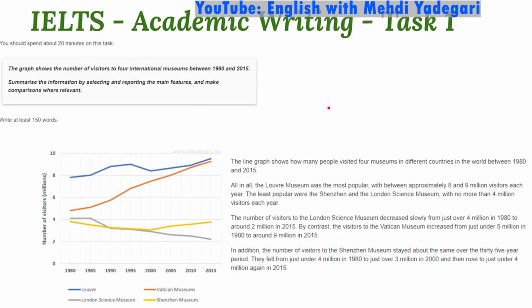So this was a very fast coverage of the whole trend writing. Let me simplify it for you. A trend is when changes happen. For example, the number of visitors to the Louvre Museum between 1980 and 2015 has changed, right? It has been increasing very slowly, and then it has a sharper increase. Here, there's been a decrease in the attendance of visitors. So there are a lot of changes that have happened.